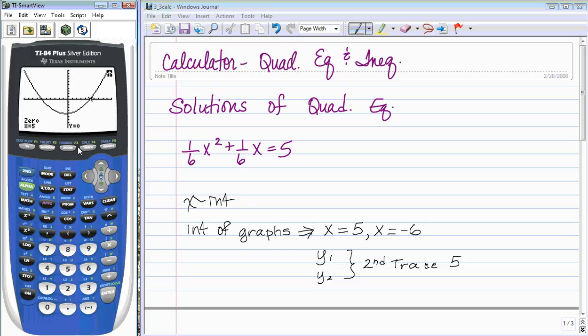We would repeat that process, second trace, 0. Now left bound, we need to be all the way over here, so let's say like -10 or negative 9. Okay. And a right bound, let's see, 1, 2, 3, 4, let's say negative 4.